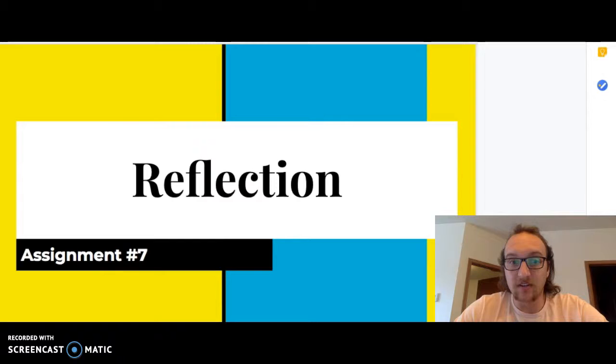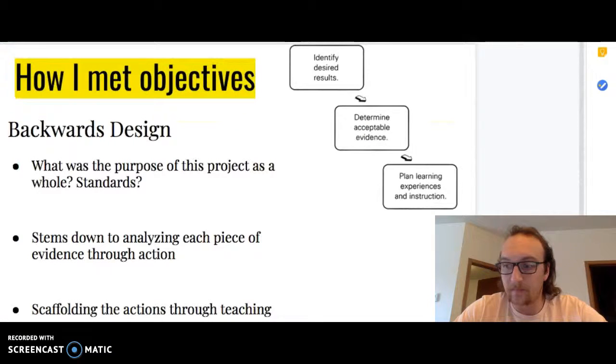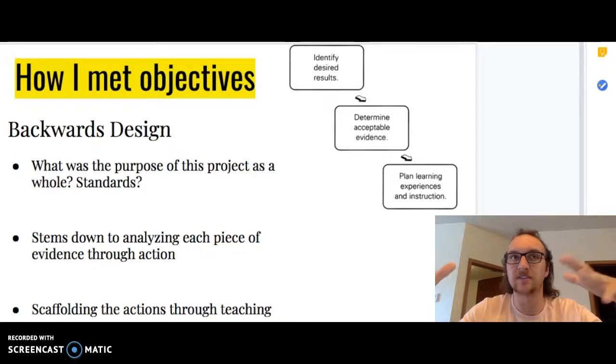So the first question that I am answering is how you met the objectives for the project. And the project kind of ties in everything as a whole that we've learned from this whole course. But the big thing that I had to keep in mind was sort of backwards design, right? So as you can see, the first thing that you want to do is think about, okay, what's the desired result? What's the whole point for what I'm doing? Am I hitting any standards, or is this just for fun?